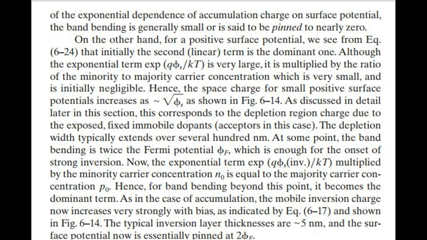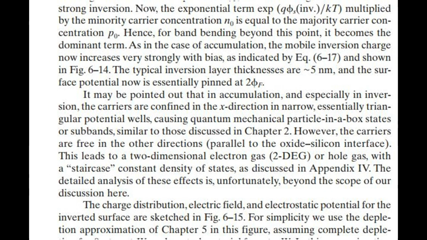It may be pointed out that in accumulation, and especially in inversion, the carriers are confined in the x direction in narrow, essentially triangular potential wells, causing quantum mechanical particle-in-a-box states or subbands, similar to those discussed in Chapter 2. However, the carriers are free in the other directions, parallel to the oxide-silicon interface. This leads to a two-dimensional electron gas, 2DEG, or hole gas, with a staircase constant density of states, as discussed in Appendix 4. The detailed analysis of these effects is, unfortunately, beyond the scope of our discussion here.